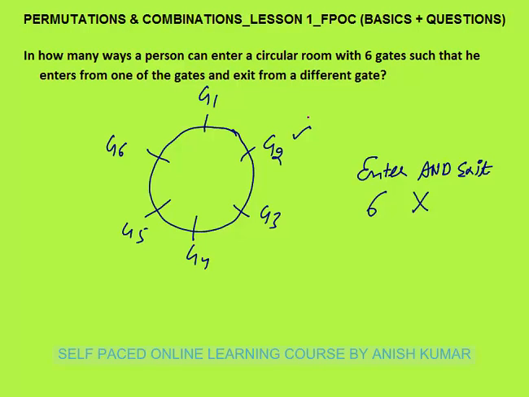Let's say you enter from gate number 2. So how many exit routes do you have? You have to exit from a different gate. So for every entry, if you entered from gate number 2, there will be 5 exit options. So for 6 entries, there will be 6 into 5, 30 exit options. You can exit in 5 ways. You can't exit in 6 ways, because if you entered from gate number 2, you can't exit from gate number 2. So answer will be 30.